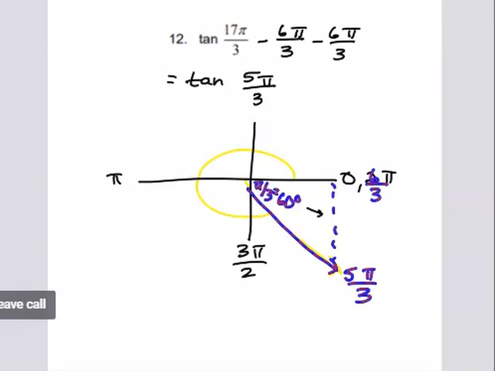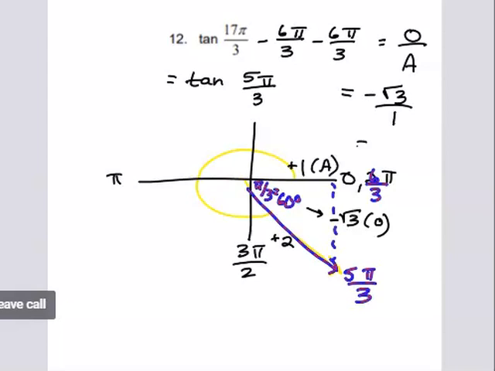So across from 60 is square root of 3. That's a 2. That's a 1. If we go right 1, that's a positive 1. Down square root of 3, that's negative. Hypotenuse is always positive. So tan is O over A. The O is negative square root of 3. The A is 1. And anything over 1 is just the number itself.